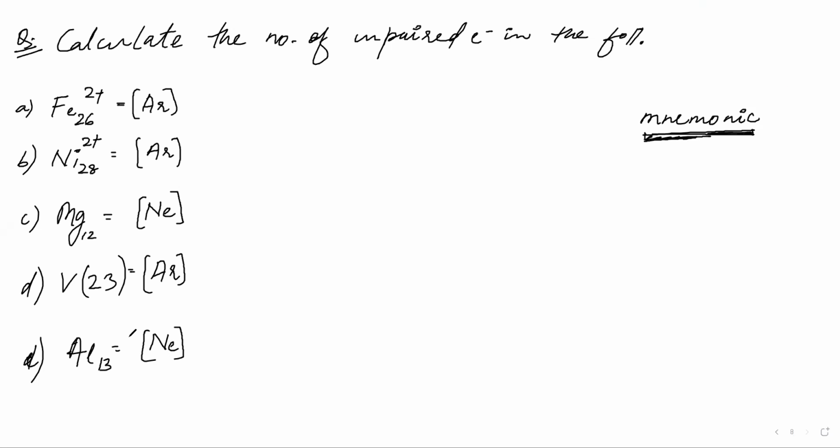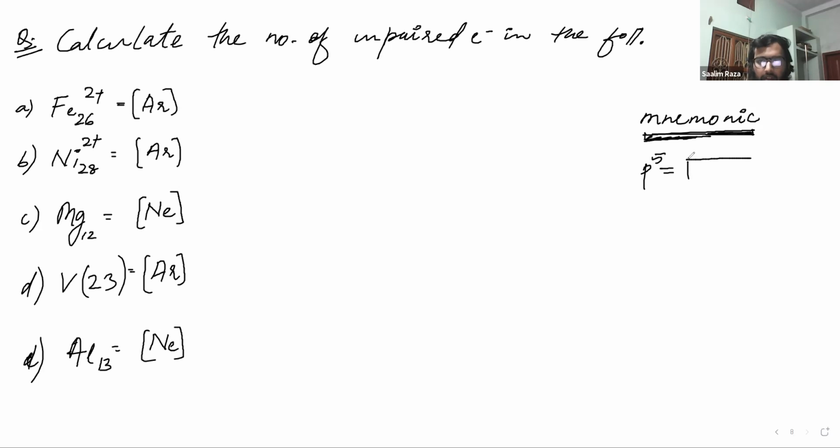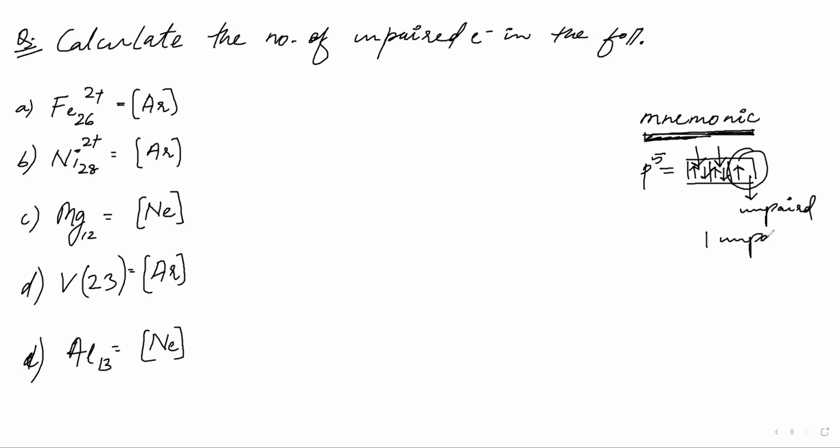So for unpaired electrons, we have to know how many electrons can be there in a subshell, or just the orbital, and then subtract. Now, for example, if you have P5, how will the P subshell look in the orbital picture? It will look like this: 1 electron, 2, 3, 4, and 5 electrons. You see this is paired, this is paired, only this is unpaired. Hence, we will say we have one unpaired electron.